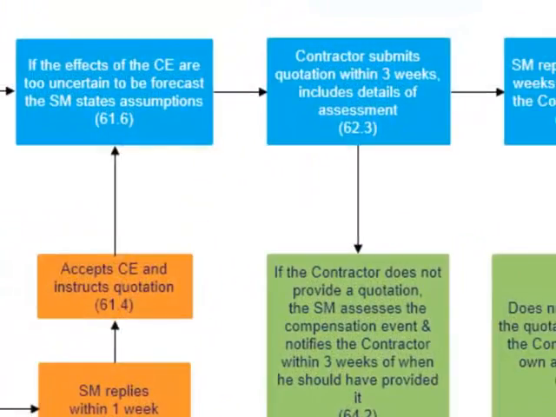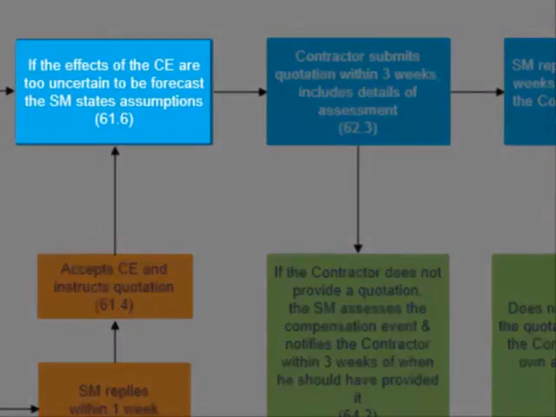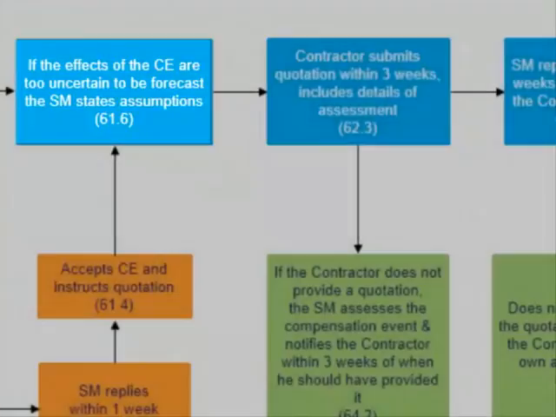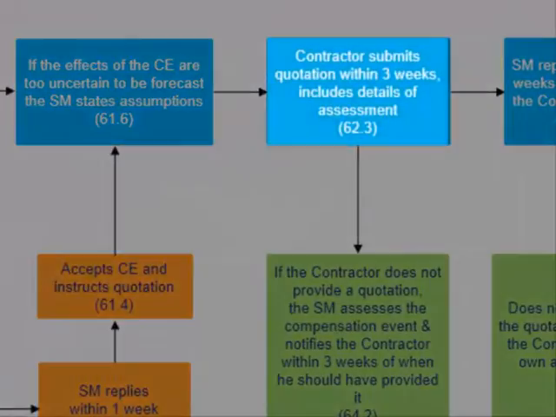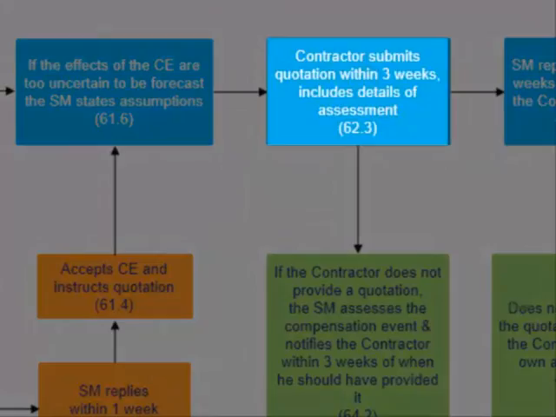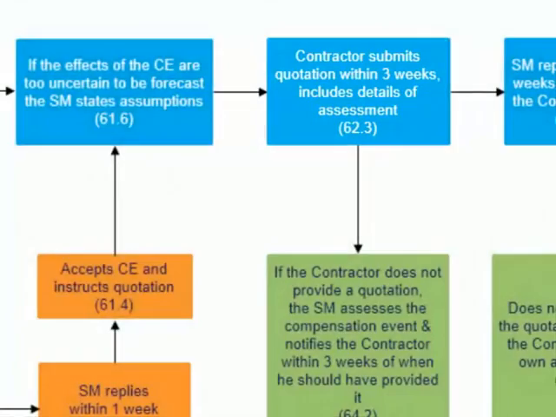So we end up in the quotation stage. As I said previously, if the service manager is instructing a quotation, if the effects of the event are too uncertain, then the service manager has to state assumptions on which the quotation is to be provided on. The contractor has up to 3 weeks to submit the compensation event quotation, and alongside the quotation he must provide details of how he's arrived at his assessment.